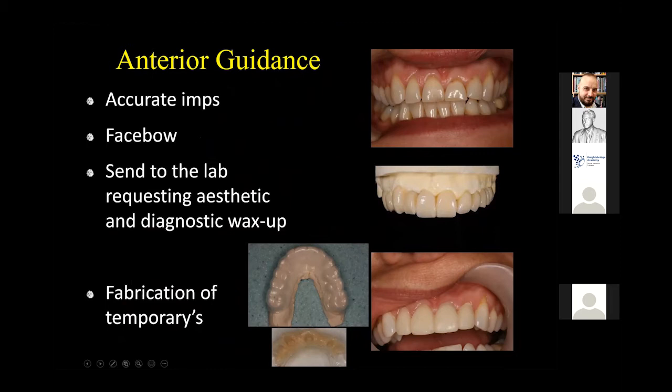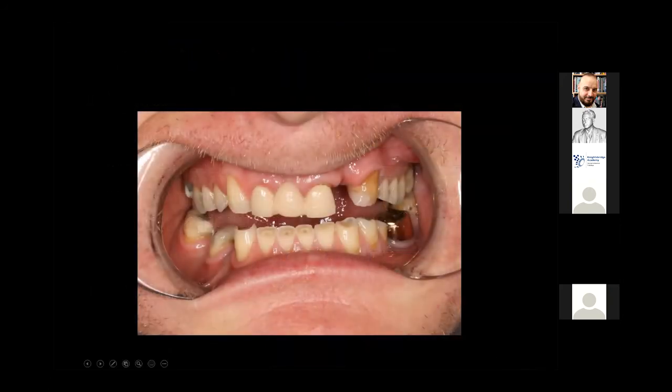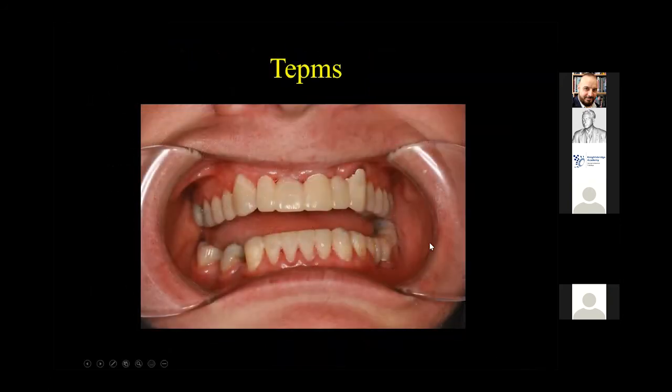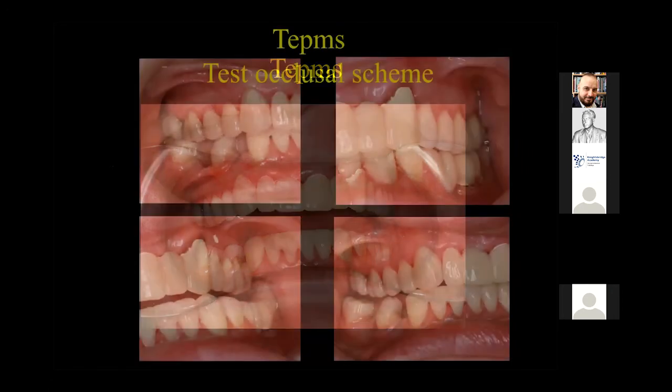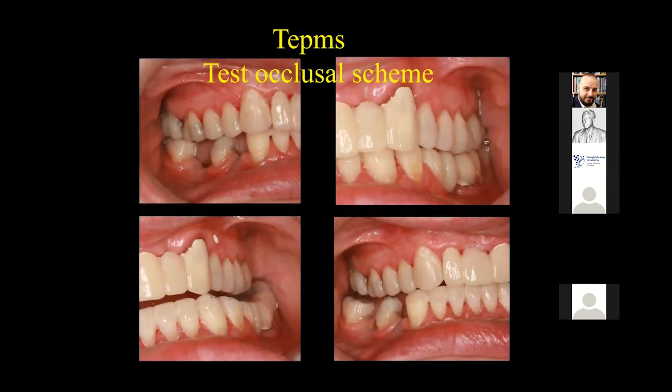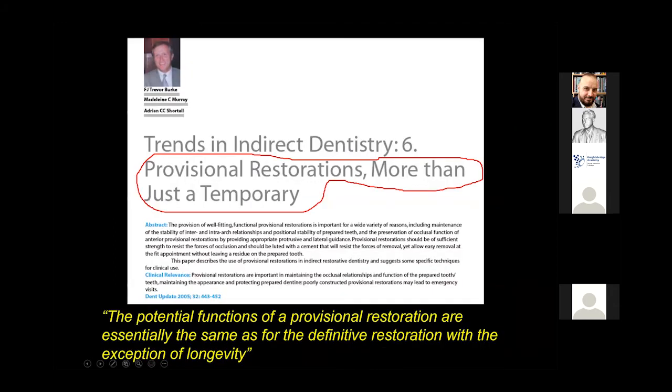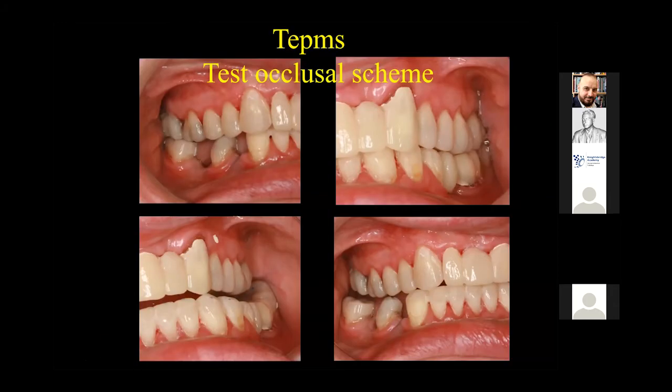So these are the stages. Make sure when you do the temporary that you get the occlusion right, static and dynamic occlusion, in terms of the guidance. So we'll spend some time adjusting the palatal aspects of the temporary until you get the guidance, of course, between posterior and anterior teeth. Then once you are satisfied, I just mentioned that although we call them temporary restorations, they are more than temporary, they are provisional.